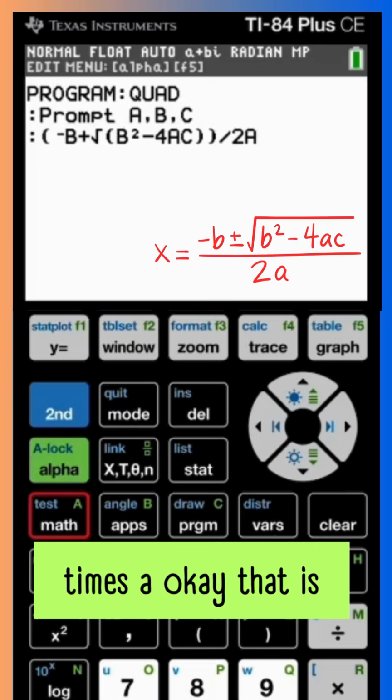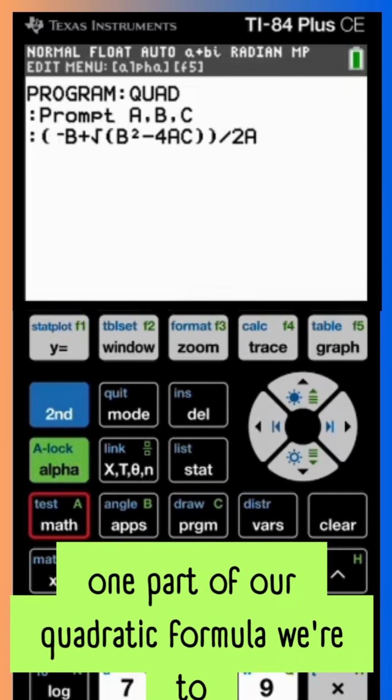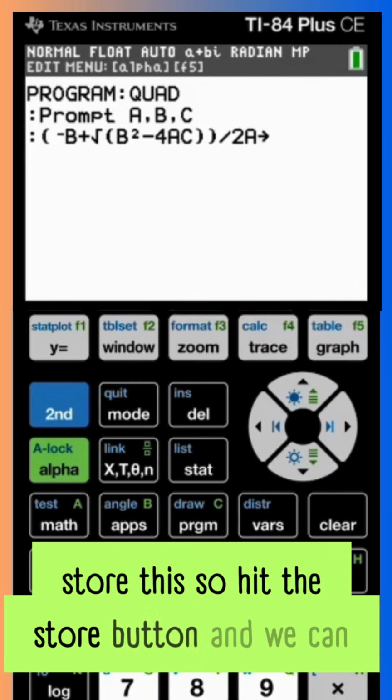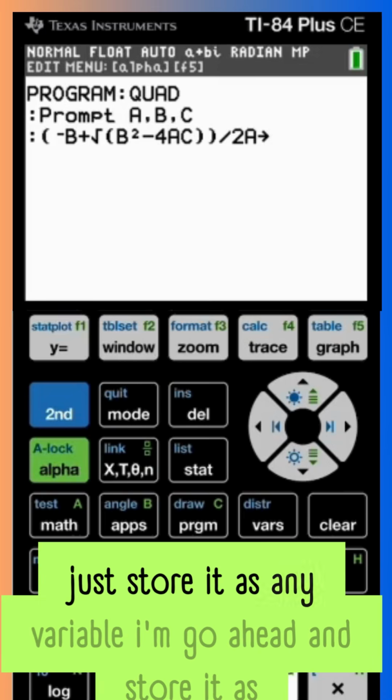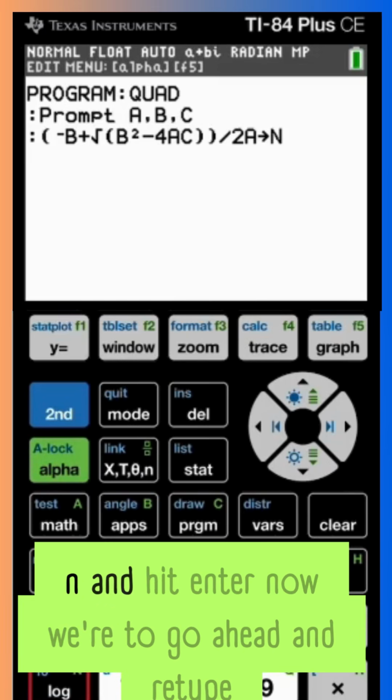Okay, that is one part of our quadratic formula. We're going to store this, so hit the store button, and we can just store it as any variable. I'm going to go ahead and store it as n and hit enter.